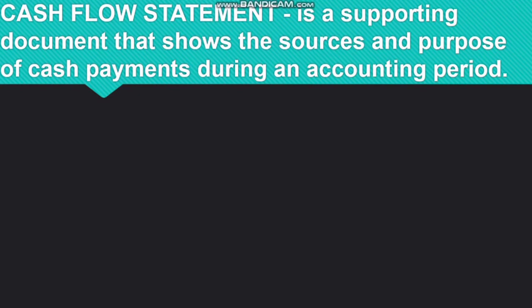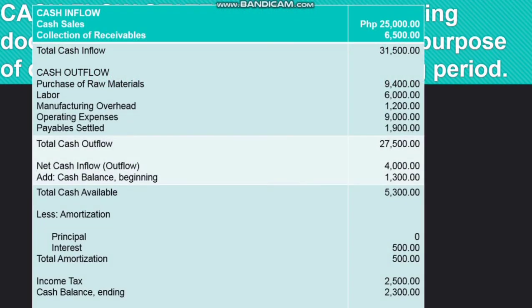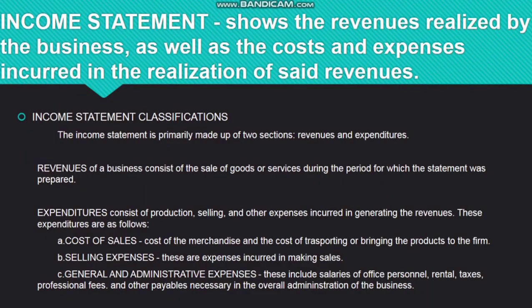Cash flow statement is a supporting document that shows the sources and purposes of cash payments during an accounting period. And that is the example of cash inflows. Next, please.